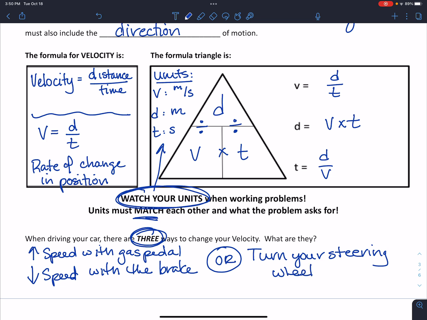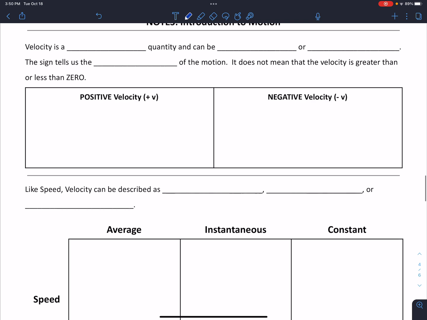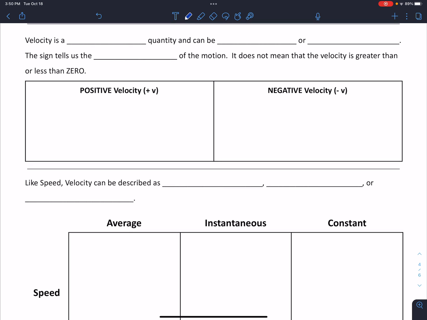Any of those will lead to a change in our velocity. So we really have three ways within our car to adjust that velocity value. As we said, velocity is a vector quantity, and as such, it needs to have a directional component. Sometimes that can be north, south, east, west. You could say right, left, up, down, forwards, backwards.